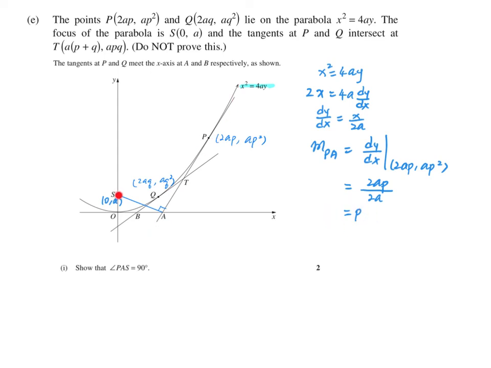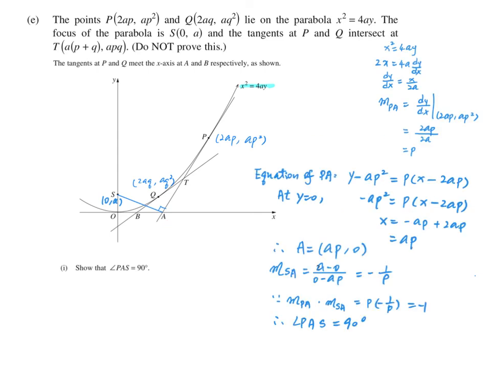Now we are going to find the gradient of SA. If the gradient of SA is -1 over p, then question 1 is done. SA, with the coordinates S equal to (0, a), if we are able to find the coordinates of A, we can calculate the gradient of SA. With the slope of PA available and the coordinates of P available, it is not difficult for us to find the equation of PA. So it's y minus the y coordinate of P equals the slope times x minus the x coordinate of P. Our target is to find the coordinates of A.